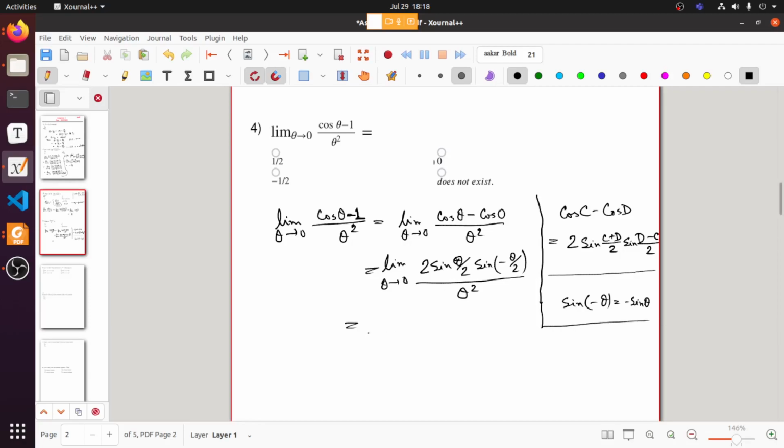So how can you write it then? Then it will be limit theta tends to 0 of minus 2 will be there, and this you can write as sin theta by 2 over theta by 2, and again sin theta by 2 over theta by 2. So what is the extra then? 2. So what will be the extra? These two we can.